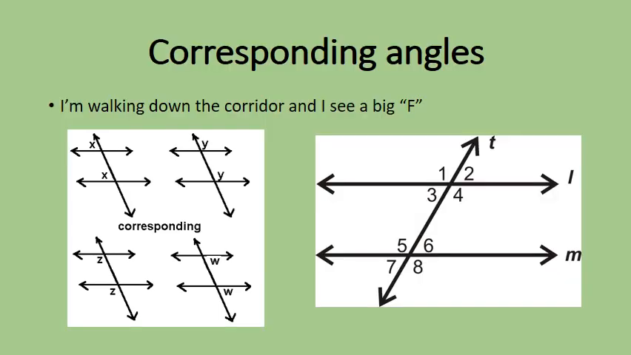Let's look at the corresponding angles. I always remember this by saying to my class, I'm walking down the corridor and I see a big F. Okay, it's normally the F shape, which means if you look at the picture on the right, angle 4 will be equal to angle 8 and angle 3 would be equal to angle 7. Please, it's very important that those two lines are given that they are parallel.